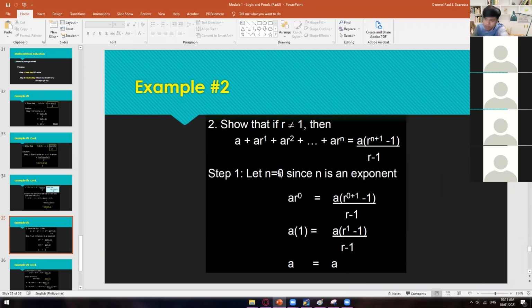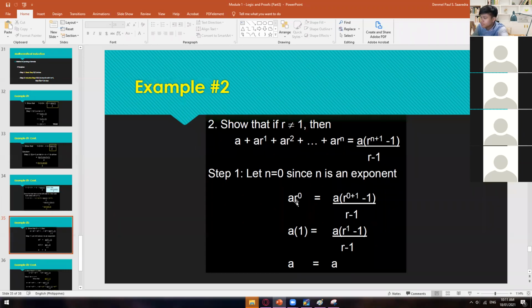Kapag walang exponent, especially our variables, n is the one that is changing, or the one that is being replaced by our step number 1, then we should start with 0. Pero kapag wala namang magagalaw sa exponent natin, then we can start with number 1. But in here, since we're dealing with exponent, we should start with 0. Because again, any number that is raised to 0 will always be 1. So in that case, we're not changing anything.